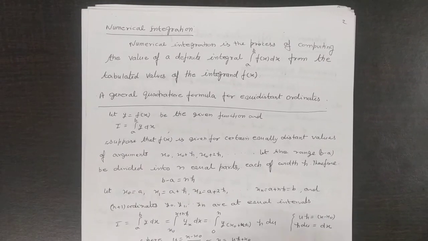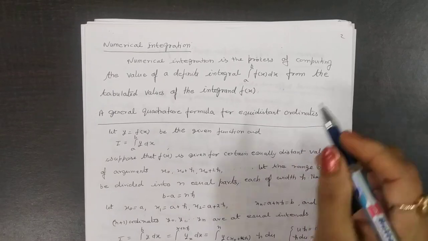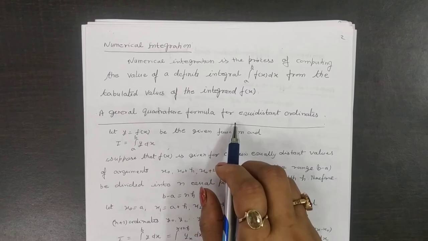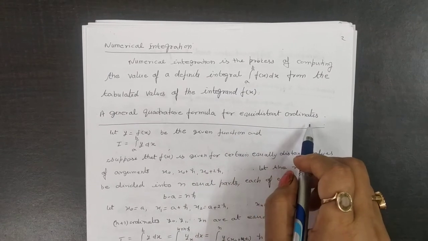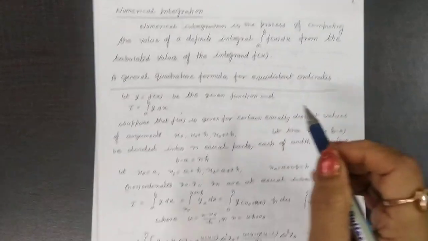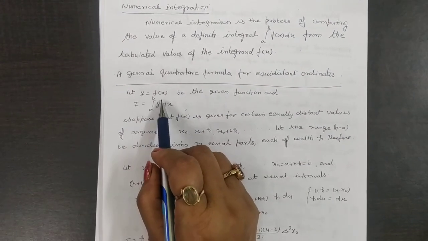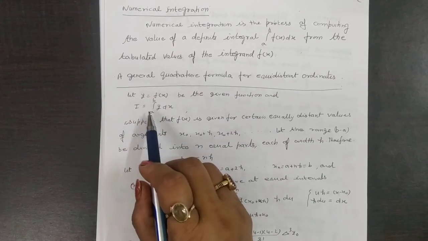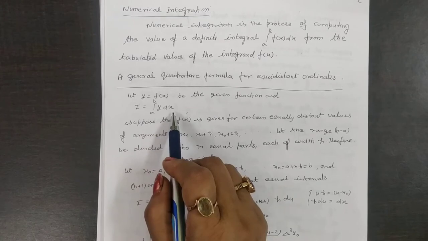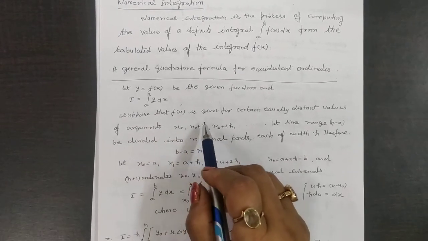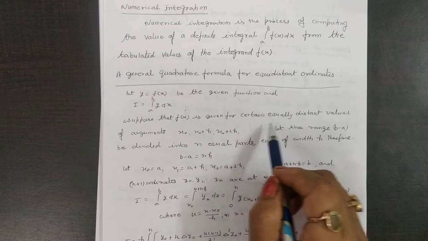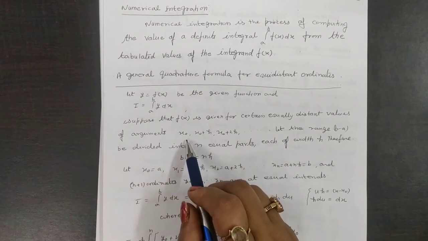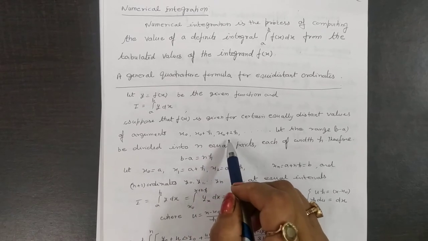Okay, students, today I will explain and discuss a general quadrature formula for equidistant ordinates. Let y is equal to f of x be the given function and let us suppose I is the integral from a to b of y dx. Suppose that f(x) is given for certain equally spaced values of arguments x0, x0 plus h, x0 plus 2h, and so on.